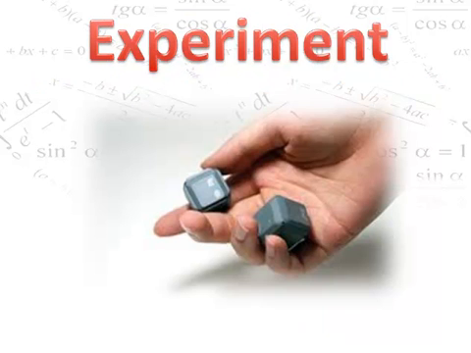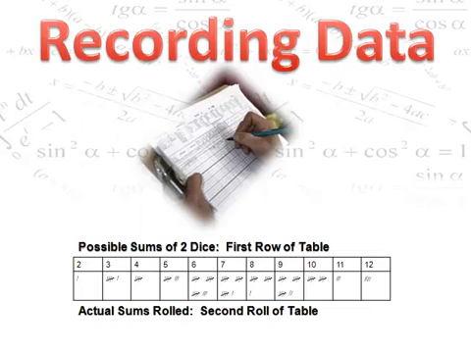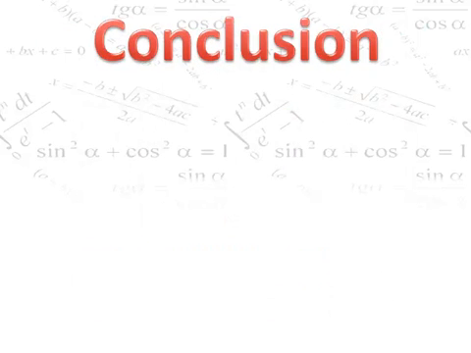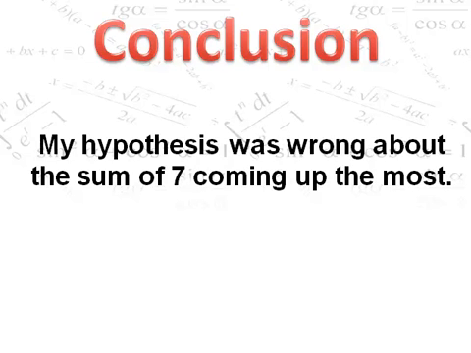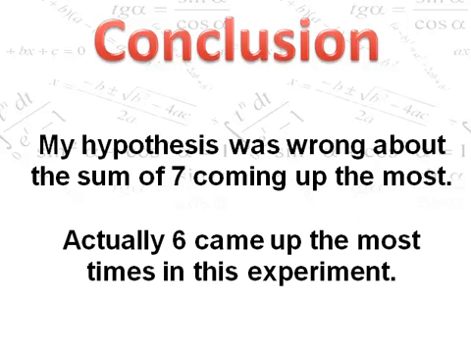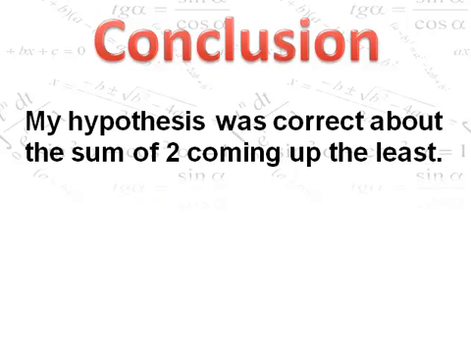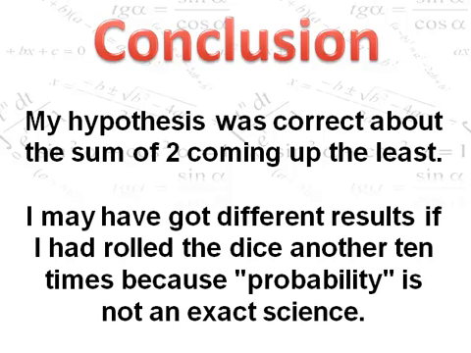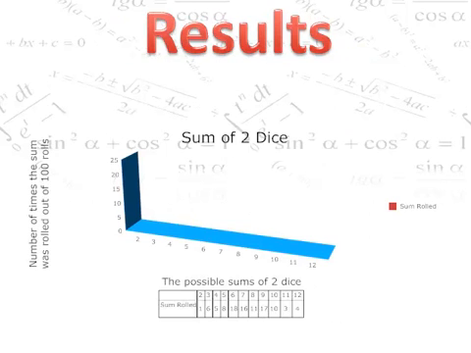I began my experiment with rolling 2 dice. Each roll I tallied what I got. The conclusion of my experiment was my hypothesis was wrong about the sum of 7 coming up the most. Actually, 6 came up the most times in this experiment. My hypothesis was correct about the sum of 2 coming up the least. I may have got different results if I had rolled the dice another 10 times, because probability is not an exact science. Here are my results.